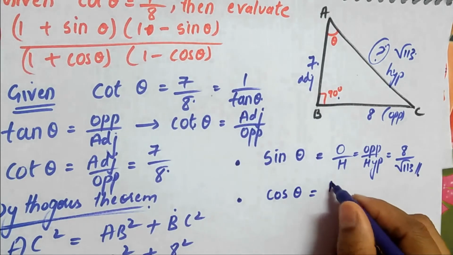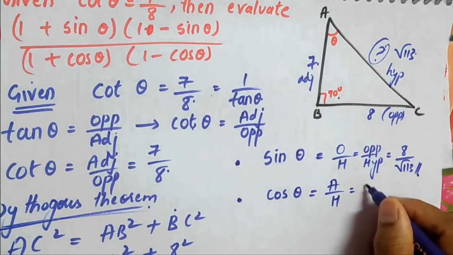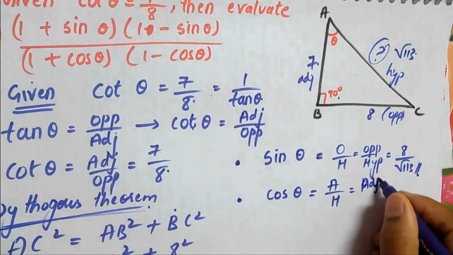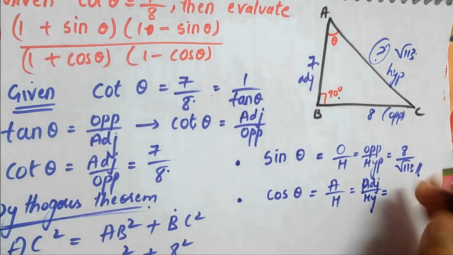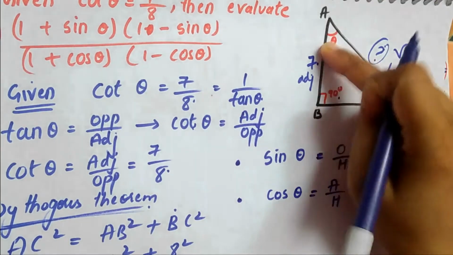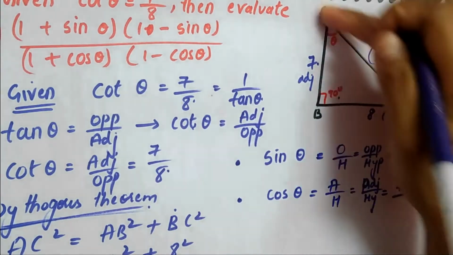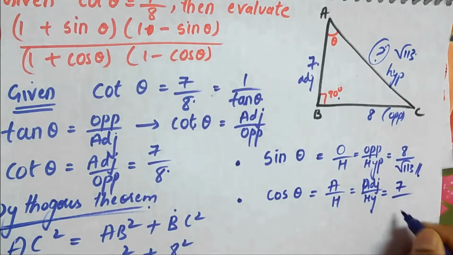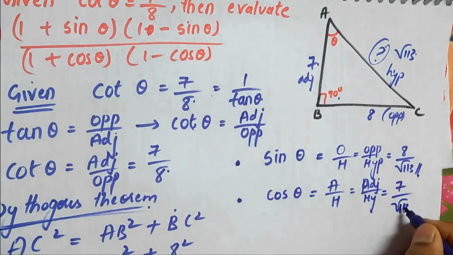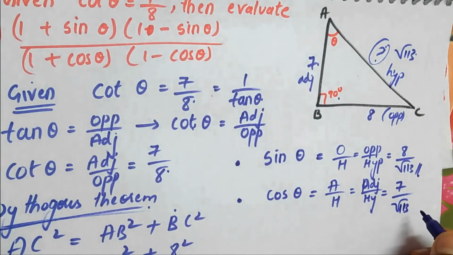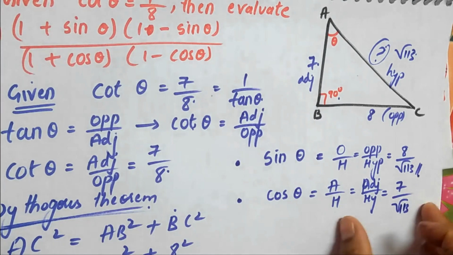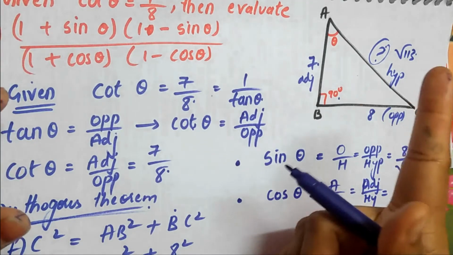Then it is cos theta. What is cos theta? Adjacent by hypotenuse. What is adjacent for the theta? It is 7. What is hypotenuse? We calculated root 113. We have done all the problems till here. Now this problem is one step ahead.